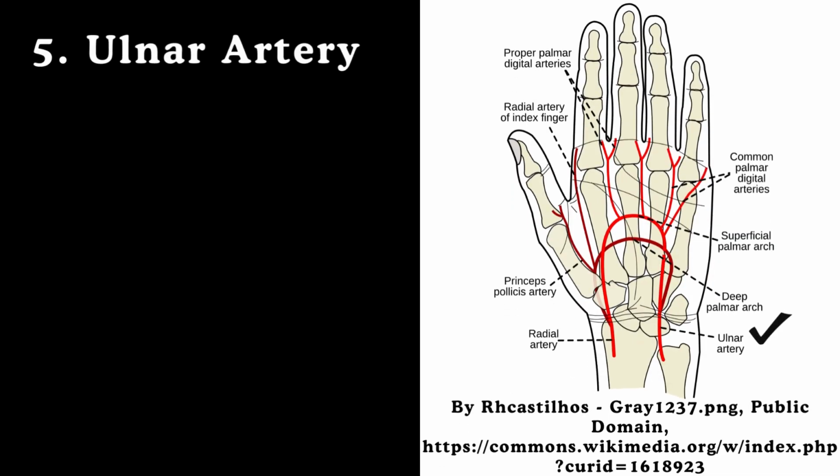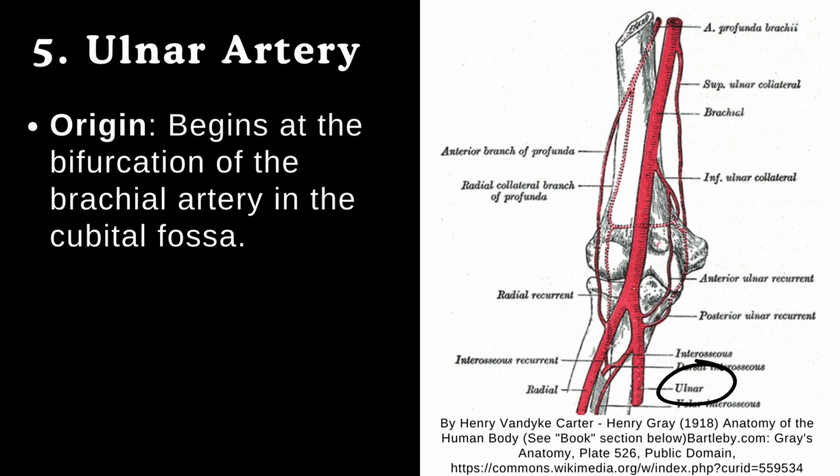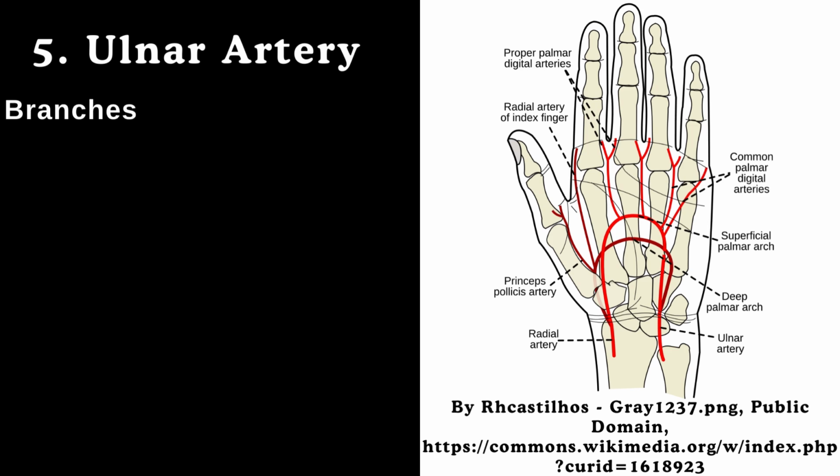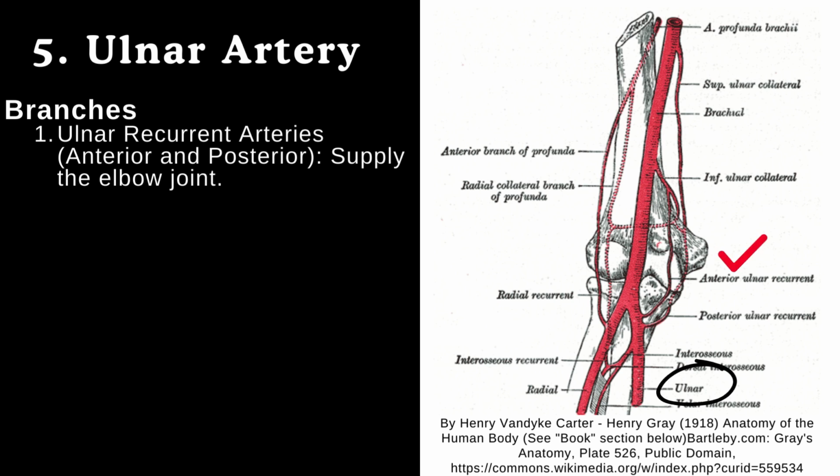Number 5. Ulnar artery. Origin: it begins at the bifurcation of the brachial artery in the cubital fossa. Course: it travels down the medial aspect of the forearm and enters the hand through the Guyon canal. Branches of the ulnar artery. Ulnar recurrent arteries, anterior and posterior, supply the elbow joint.